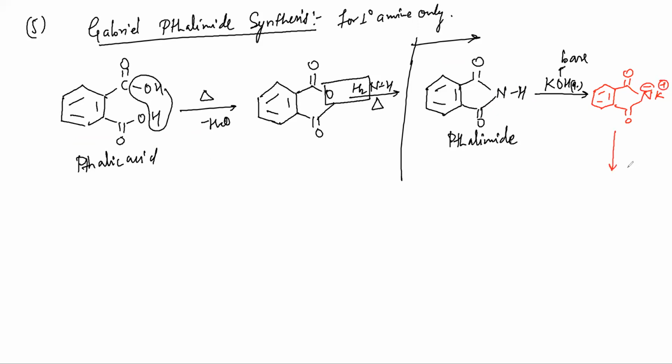Now what we do? We treat it with RX. Can you get me the product here? What will happen? RX can be RCl, RBr, RI, whatever you want. Nitrogen is having a minus on it, so it will attack your R and X will leave. SN2 mechanism. So your product will be somewhat like this.